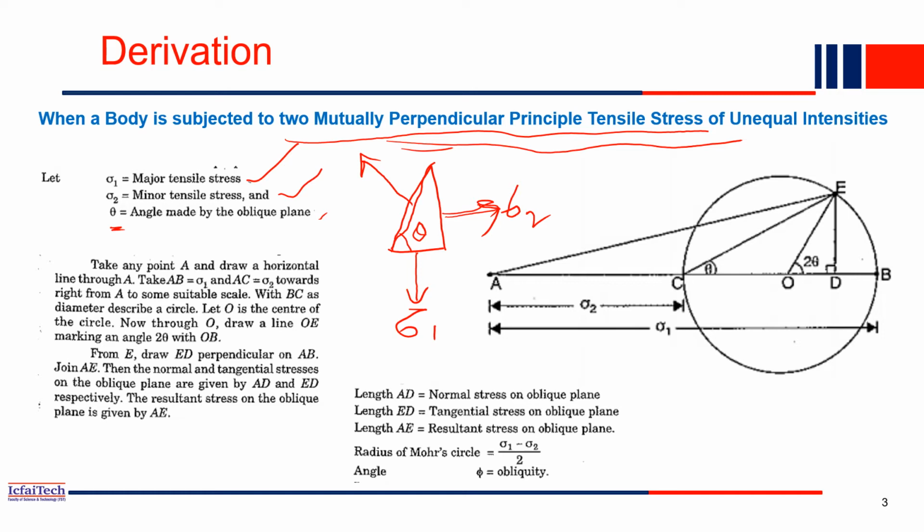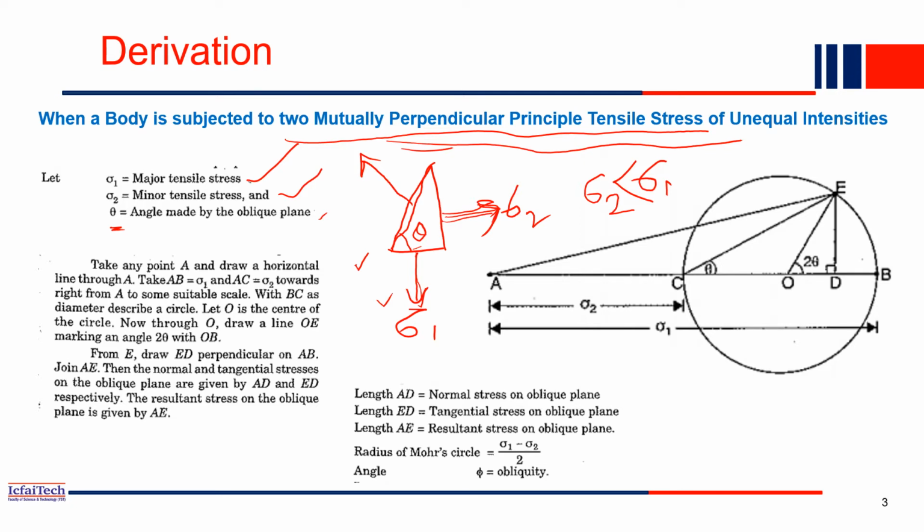Sigma 1 is the major tensile stress. That means sigma 1 is greater than sigma 2, because they are unequal. Sigma 2 is less than sigma 1, and theta is the angle. Consider a rectangular body where two principal tensile forces are acting, sigma 1 downwards and sigma 2 horizontally.